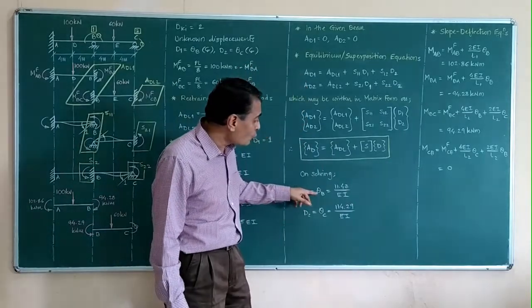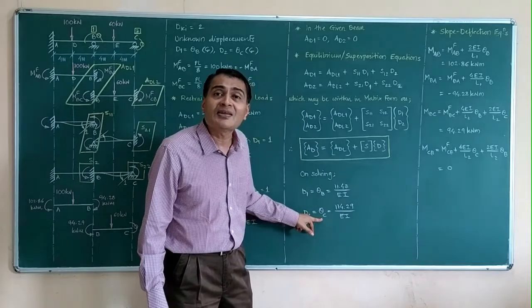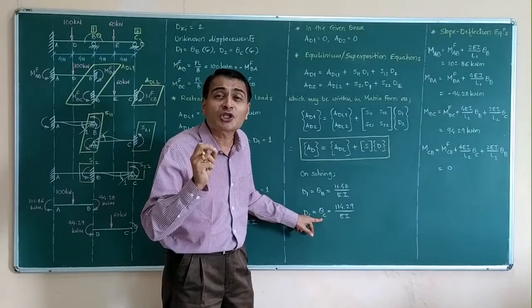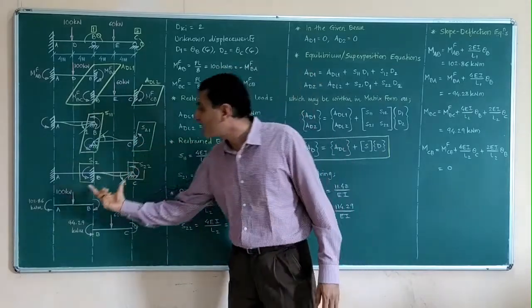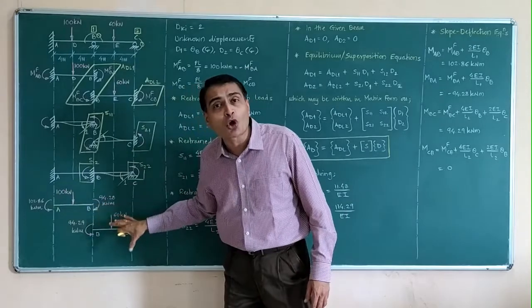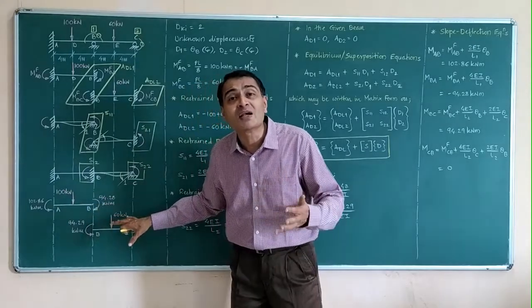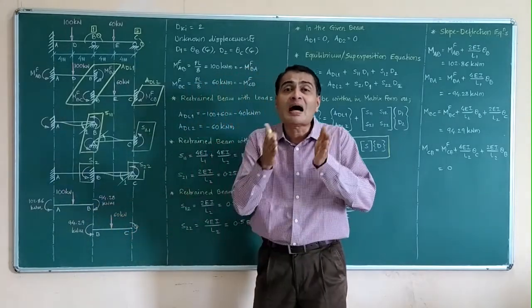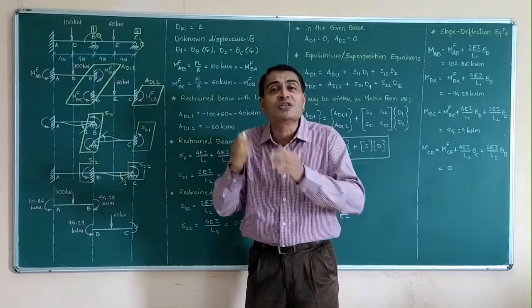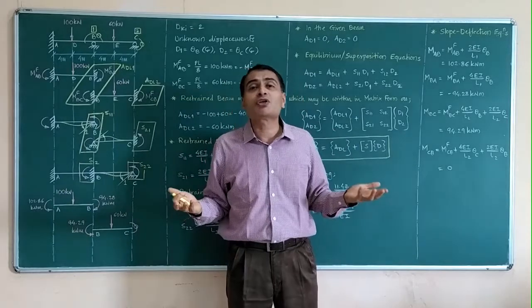Simply, now that you know theta B and theta C, we just use slope deflection equations for portion AB and portion BC. I am yet to come to this drawing because it shows my final end moments. But remember, I am thinking of part AB, I am thinking of part BC. Which are my slope deflection equations?